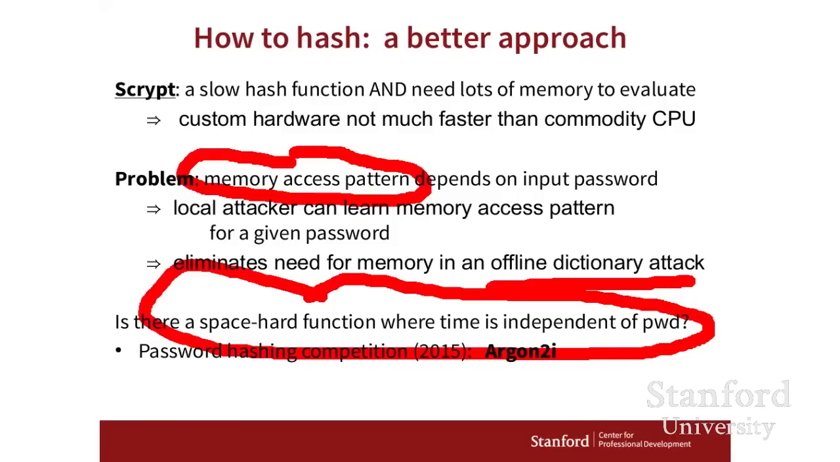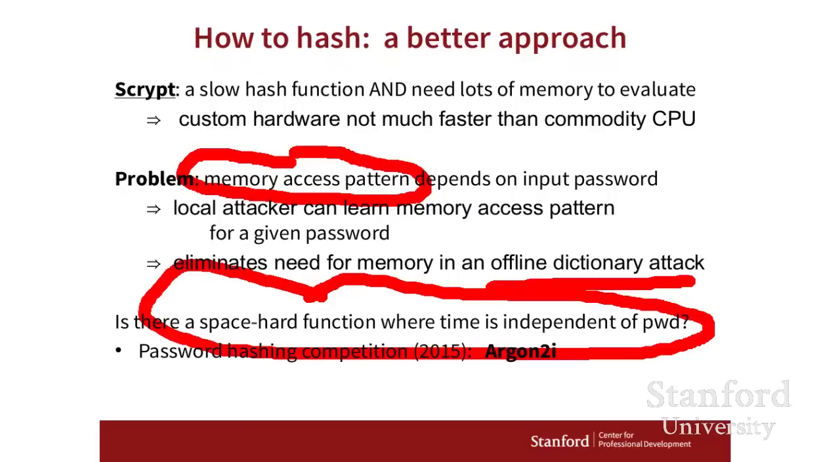The hash function is called Argon2, and it was announced the winner of the password hashing competition that concluded recently. The nice thing about Argon2 is it's supposedly space hard, and at the same time, the memory access pattern is independent of the password. So the attack that I just described presumably would be difficult to mount. The one issue with Argon2 is there's no rigorous security proof to argue that it really is space hard as is claimed.